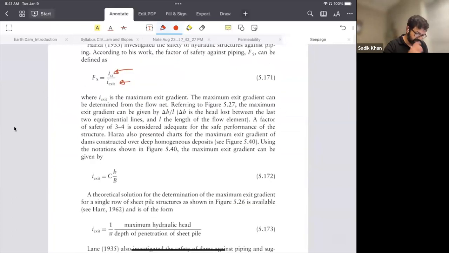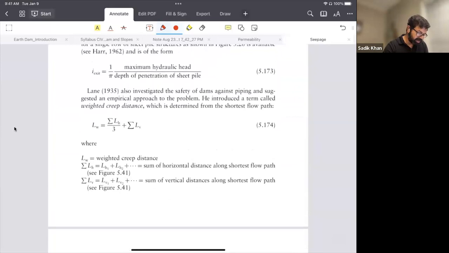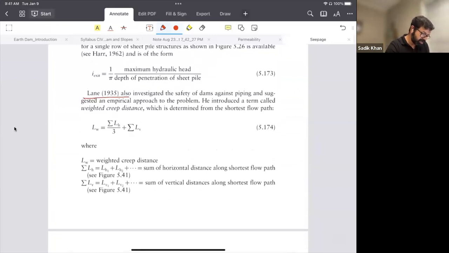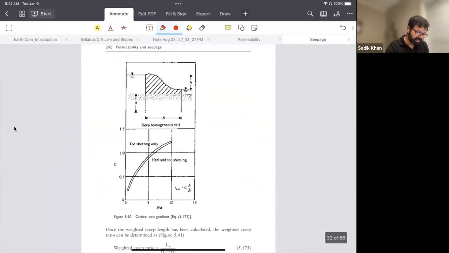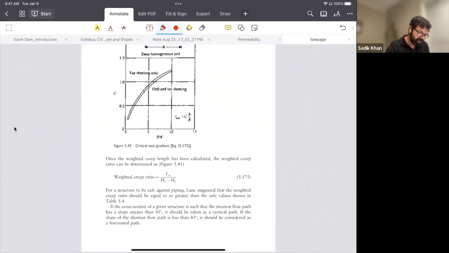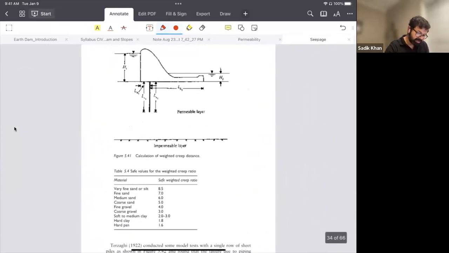Then there are several indirect methods. The indirect method is the Lane's method. In Lane's weighted creep distance, you can also calculate the factor of safety against it. It has some guided method, and from there we can calculate. We need to calculate the weighted creep ratio, and if the weighted creep ratio is within a certain level, then we can say it's safe against piping. But those are empirical methods, and those are old methods. They're not very much used, but they give us some idea.